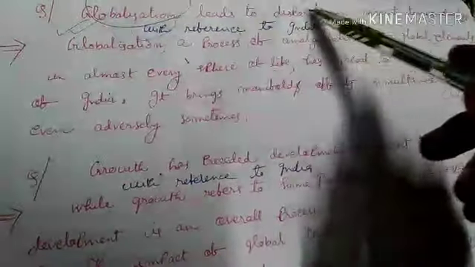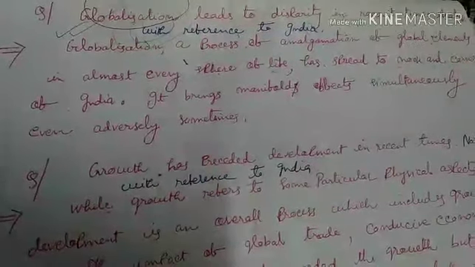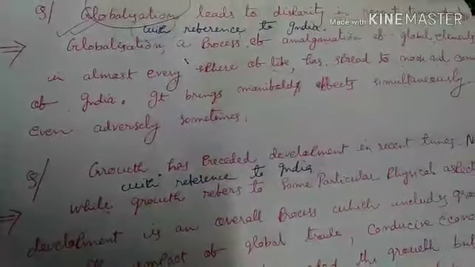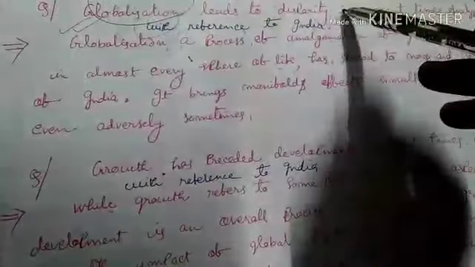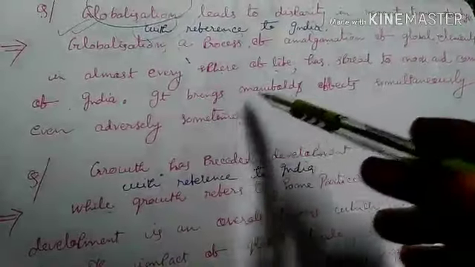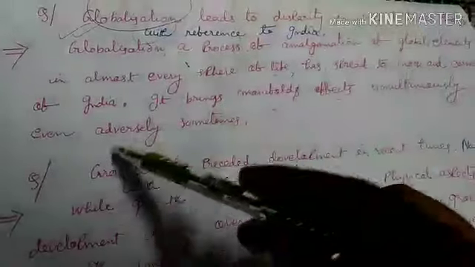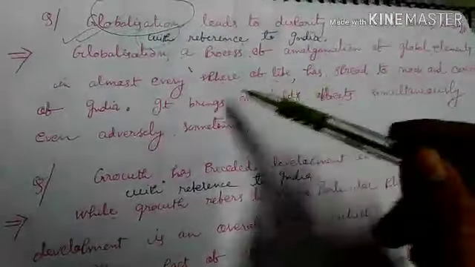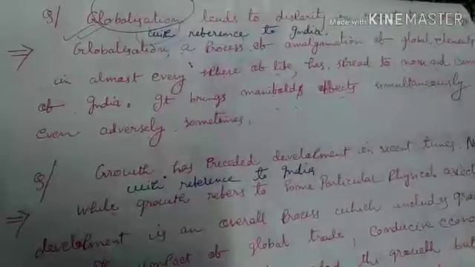Right, you are done with giving a general definition of globalization. Then you have to come to the other aspects, like globalization leads to disparity. That means globalization comes with various adverse effects on various fields. Then your second line should link globalization with the other requirements of the question. For that you can write, it brings manifold effects simultaneously, even adversely sometimes. Right. So in this way, you have fulfilled the demand of the question in the very introduction part.